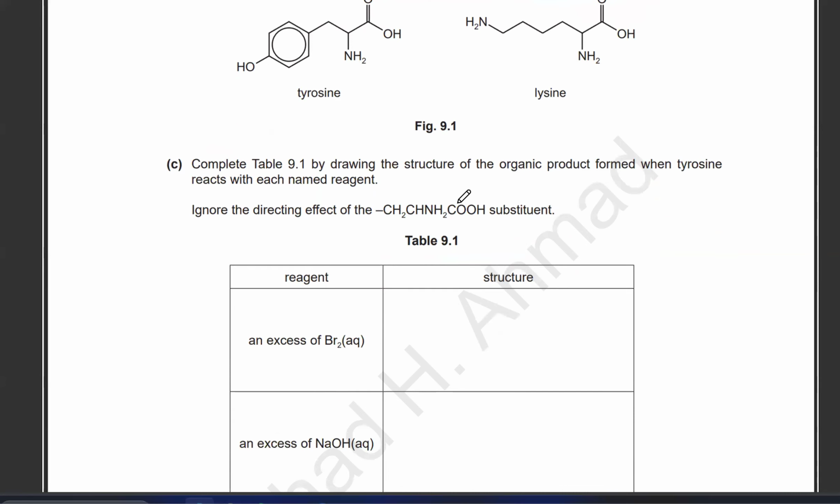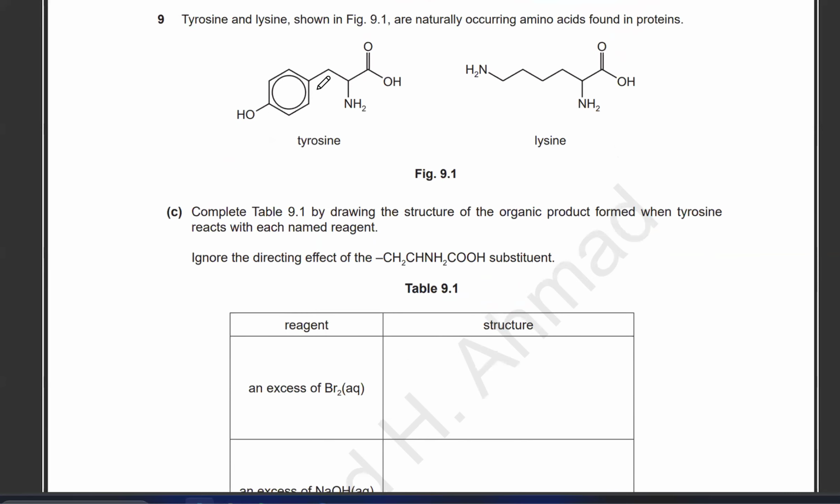अच्छा, वो कह रहे ignore the effect of this. We can complete a table by drawing the structure of the organic product formed when tyrosine, this one. वो कह रहा है ignore the effect of this thing. अच्छा, it's a phenol. Phenol कौन सा directing group था? 246, right? So if you add a bromine to it, और वो इतना activated होता है कि the bromine is going to get added to all three positions. लेकिन it's not going to get added to the third position क्योंकि वहां पे a carbon chain is already attached, so you don't add it over there. ठीक है, is this clear? Yes, sir.